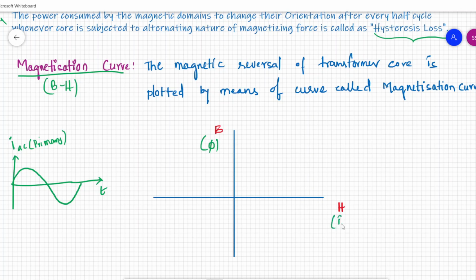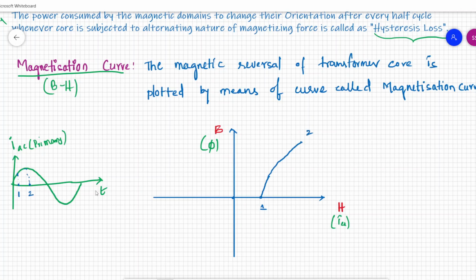So when the supply is 0, there will be no flux. But after increasing the current to some extent, at this point, instant 1, there will be a rise in flux. The y-axis has flux and the x-axis has exciting current. Up to this point there was no flux. Now the flux is increasing like this, and it will increase up to the peak value of the supply current at the second instant.